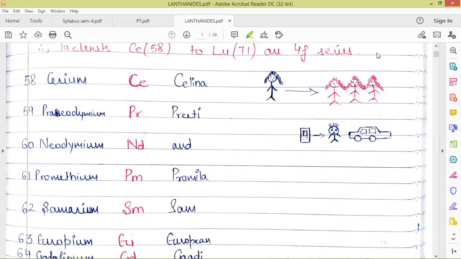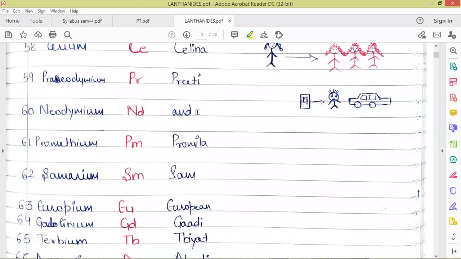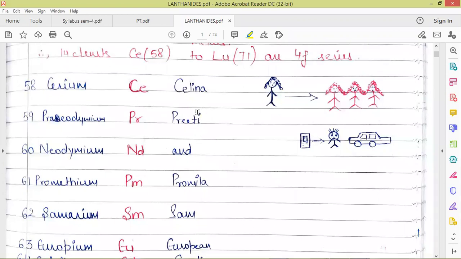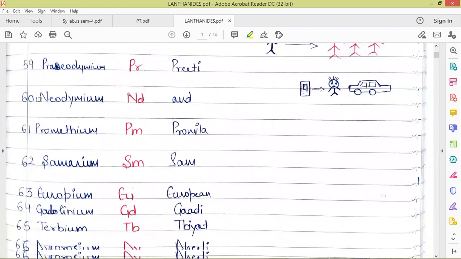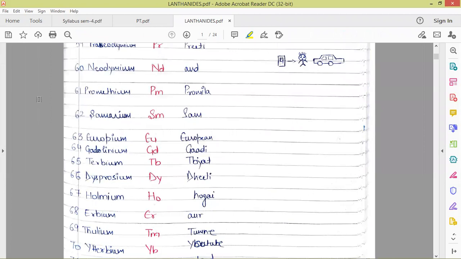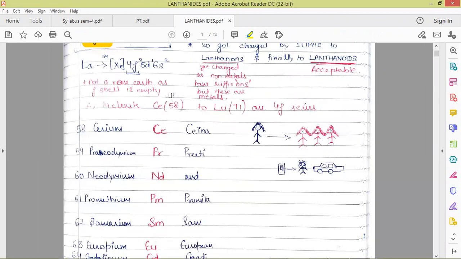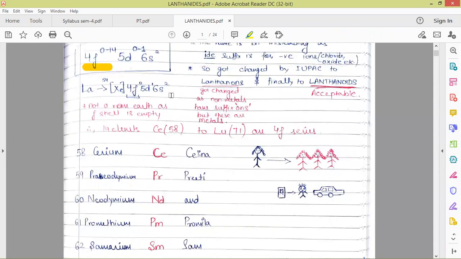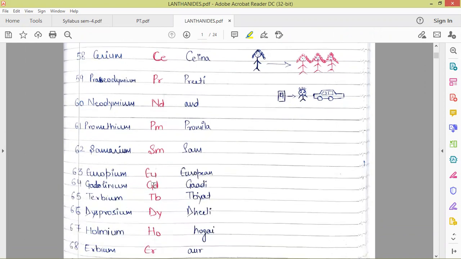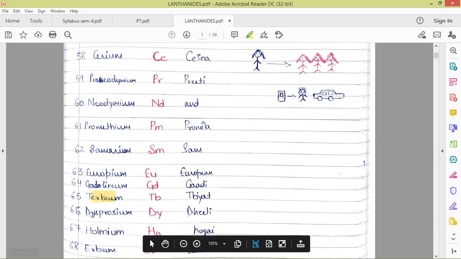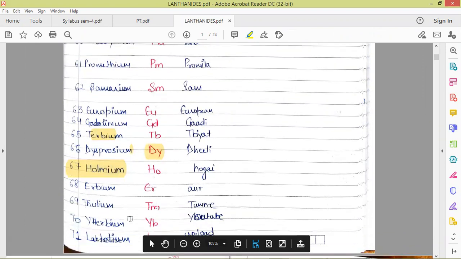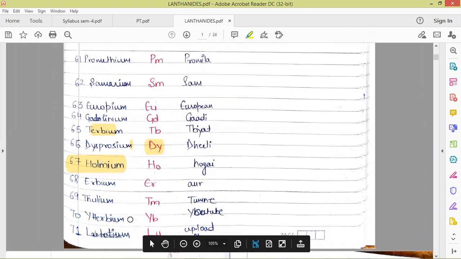So these are the 14 elements which come after lanthanum, atomic number varying from 58 to 71. The names are cerium, praseodymium, neodymium, promethium, samarium, europium, gadolinium, terbium, dysprosium, holmium, erbium, thulium, ytterbium, and lutetium.